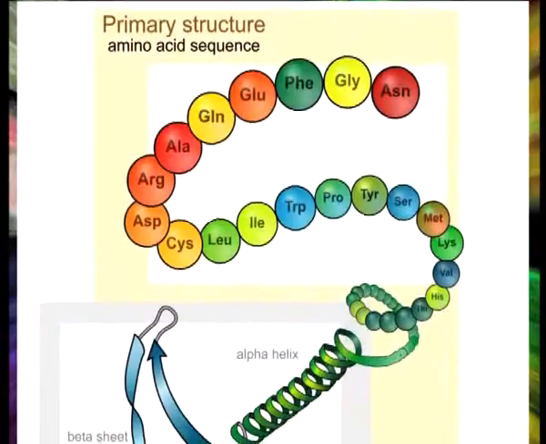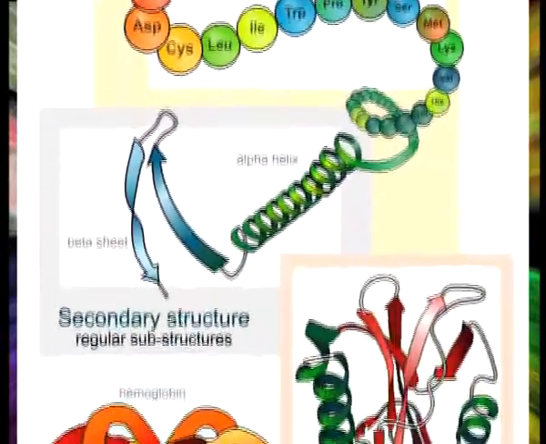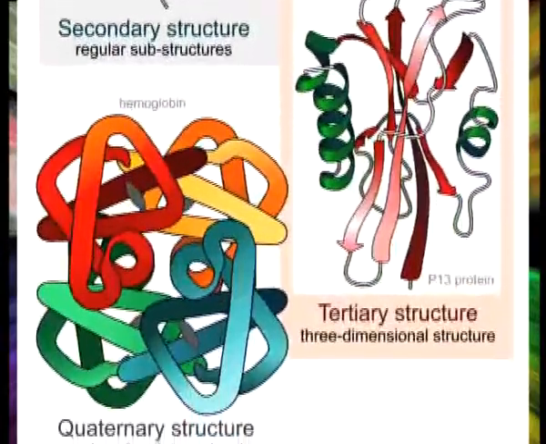While physicists study three-dimensional structure of macromolecules, the biologists study protein structure up to 4 levels of organization. These levels are primary structure, secondary structure, tertiary structure and quaternary structure. Now let us analyze the primary structure.